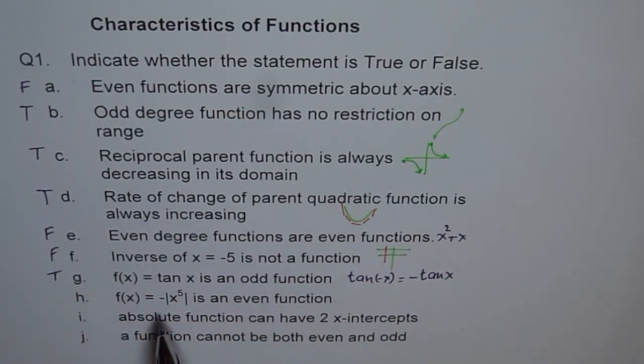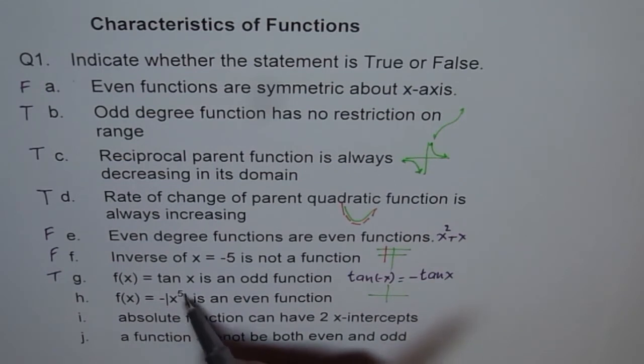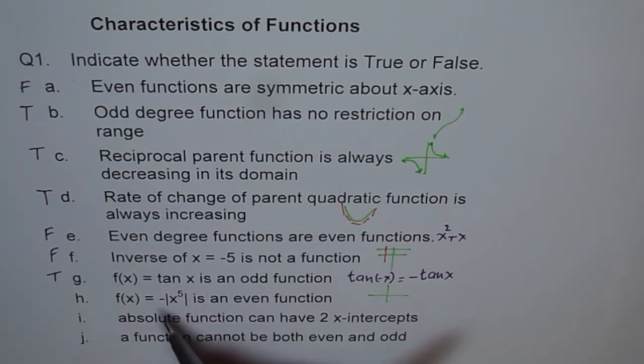f of x equals to minus x to the power 5 is an even function. Well, minus x to the power of 5. So it will be x to the power of 5. Anything in the brackets, it becomes positive, right? So it will be same as this, correct? Therefore, it is true.